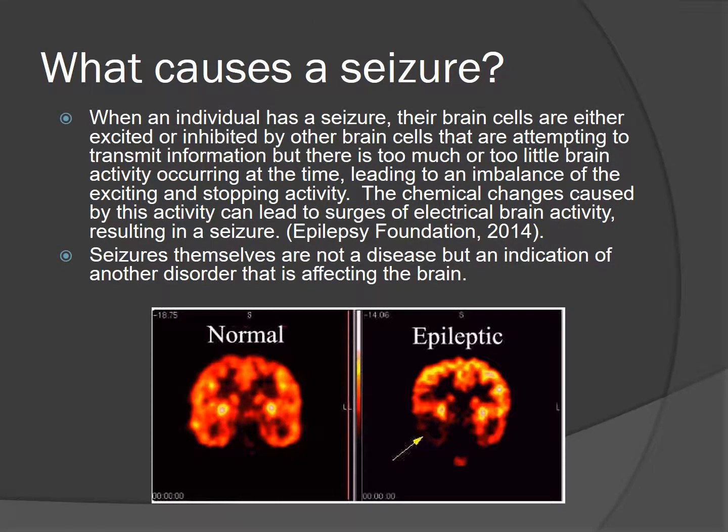So what causes a seizure? When an individual has a seizure, their brain cells are either excited or inhibited by the other cells in the brain. These other cells are attempting to transmit or communicate information, but there's too much or too little brain activity going on at that time. This leads to an imbalance of the exciting and stopping activity in the brain. The chemical changes caused by this activity can lead to surges of electrical brain activity, and the result is a seizure. Seizures themselves are not a disease, so you cannot be diagnosed with seizures. Seizures are actually an indication of another disorder that is occurring that affects the brain.